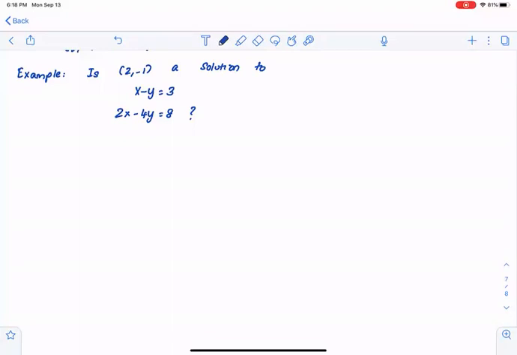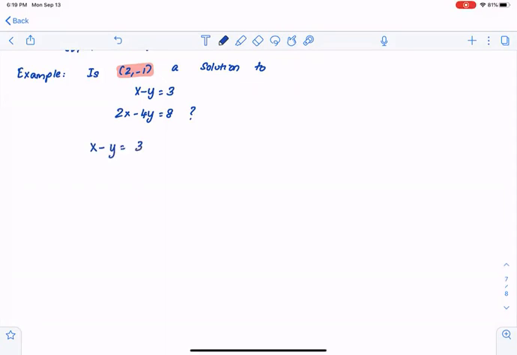Here we have a system of linear equations, and we would want to verify if 2, minus 1 is a solution to this linear system. To verify if a given coordinate pair is a solution, all we have to do is take the x and y values, plug it in the system, and see if it checks out. So I'm going to plug in 2, minus 1 in the first equation, which is x minus y equals 3.